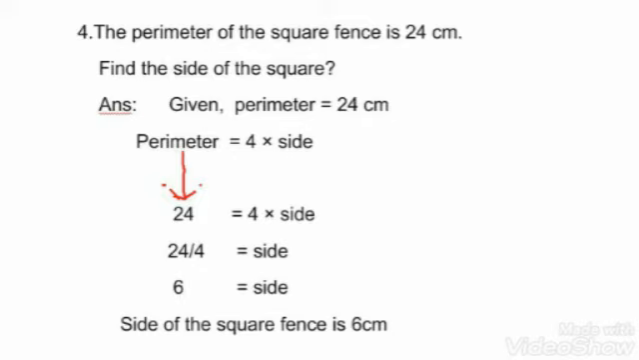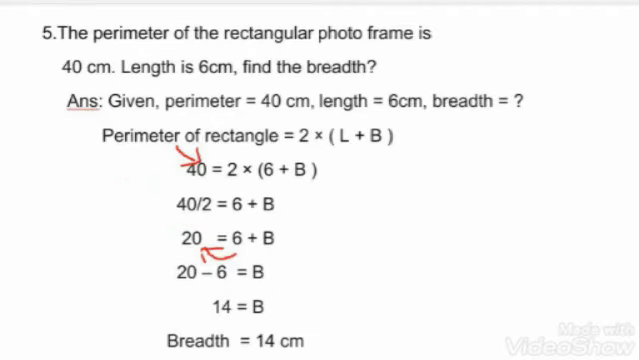Understand this? Because 4 is in the numerator, if it comes to the left side, it goes to the denominator. Next problem. The perimeter of the rectangular photo frame is 40 centimeter. Length is 6 centimeter. Find the breadth. Given perimeter is equal to 40 centimeter. Length is equal to 6 centimeter. Breadth is to be found. Perimeter of rectangle is equal to 2 into L plus B. Perimeter is what given? 40.